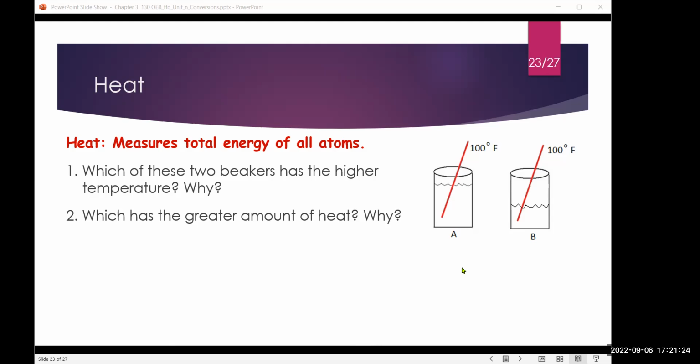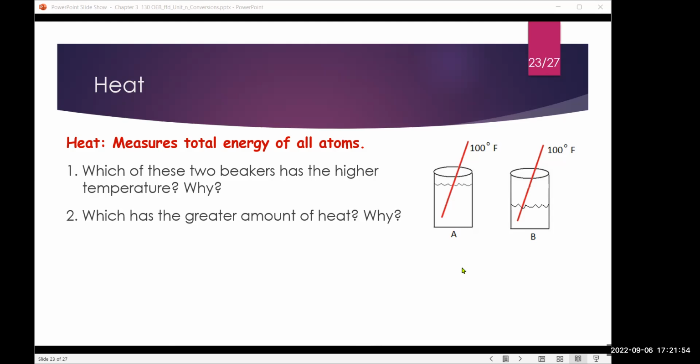Okay. But then the second question says, which has a greater amount of heat? And the question is why? They're asking you. Think about this for a second. Let's say you got a big pot on the stove and you're going to boil some water to make a big old bag of spaghetti. So you got this giant container of water. And then you got a little smaller one where you're going to make just a cup of tea.